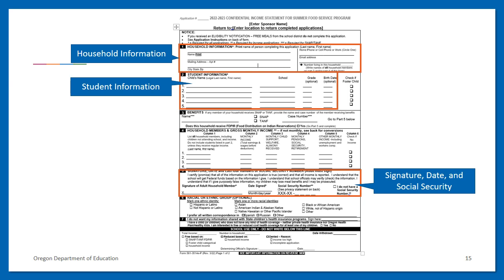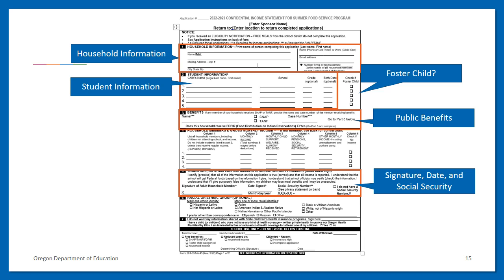The CIS is considered valid if these sections are completed. However, more information is needed to ensure that the CIS is considered completed. There are 3 ways a CIS may be considered to be complete based on how it is completed. First, if the child is a foster child, this is the only additional area that must be completed. If the family is eligible based on public benefits, Section 3 will be completed in addition to the other sections.